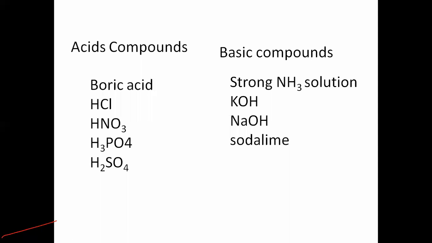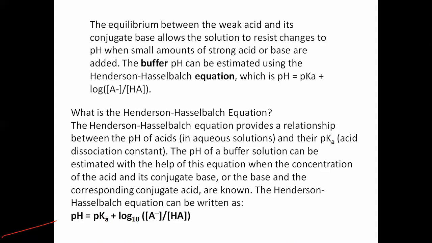Now this slide in front of you gives some examples of acidic compounds and basic compounds. Boric acid, hydrochloric acid, nitric acid, phosphoric acid and sulfuric acid are all coming under the category of acidic compounds, and ammonia, potassium hydroxide, sodium hydroxide and soda lime are coming under the category of basic compounds.